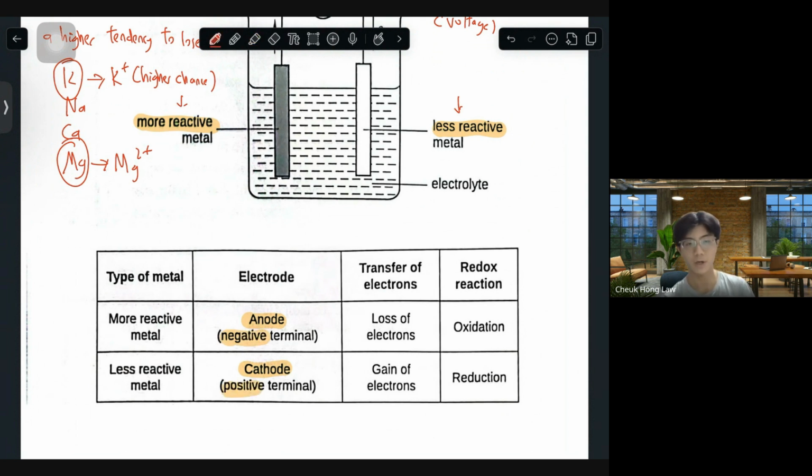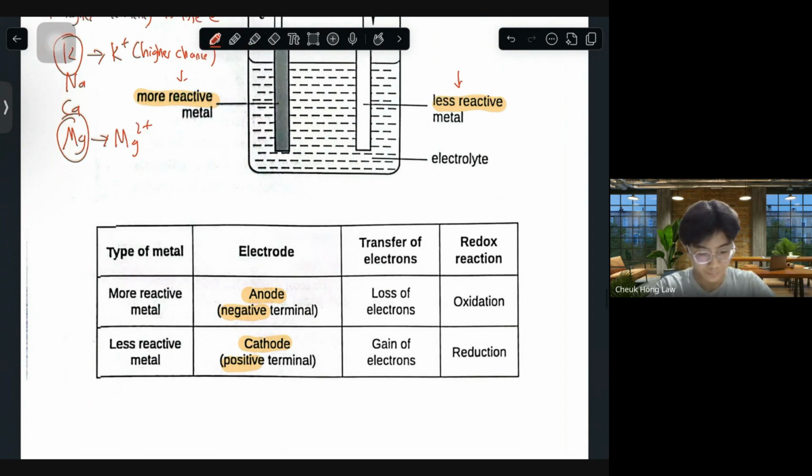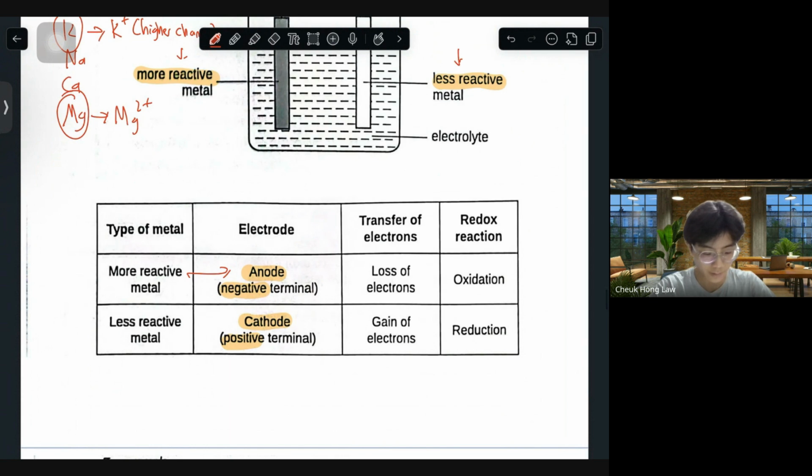So it's completely opposite of electrolytic cell. In an electrolytic cell, your anode is positive, and your cathode is negative. But now it's different. Now your anode is negative and cathode is positive, because electrons flow from negative terminal to positive terminal. More reactive anode, less reactive cathode.